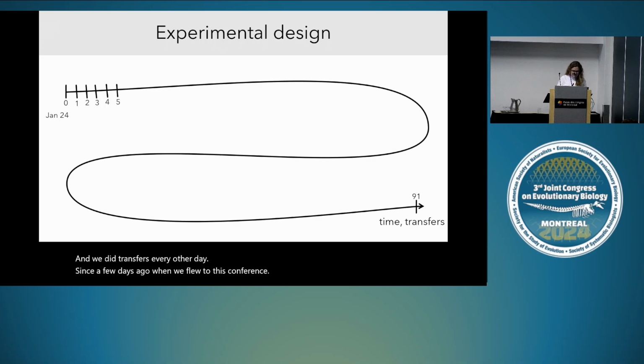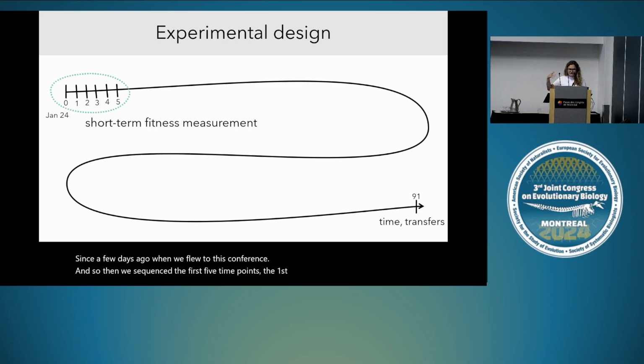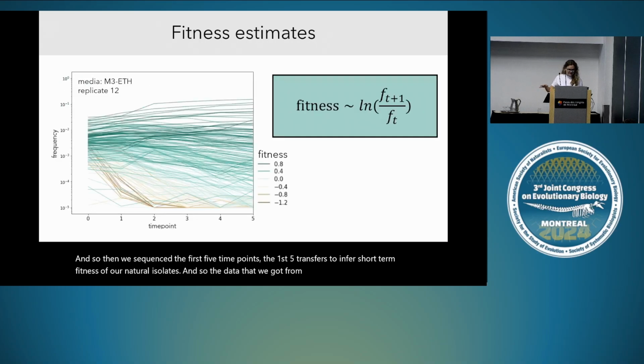And so then we sequenced the first 5 time points, the first 5 transfers, to infer short-term fitness of our natural isolates. And so the data that we got from this was looking something like this. On the x-axis, we have time points in transfers, and on the y-axis, we have frequency of each lineage over time. And they're colored by the estimated fitness, which the way we define it is proportional to the log of frequency change of each lineage over time. So it's roughly the slope of these lines.